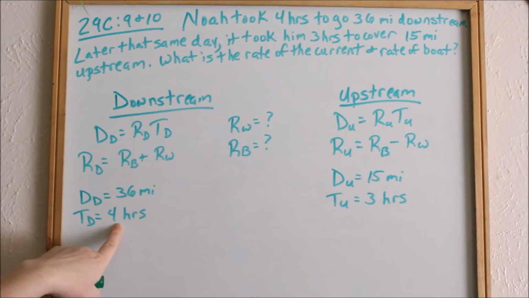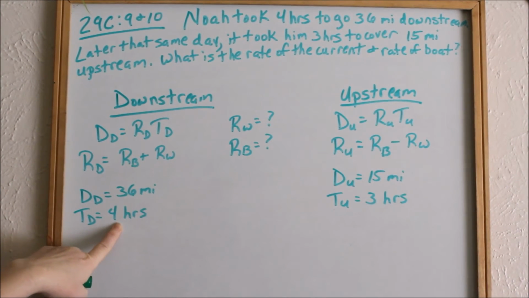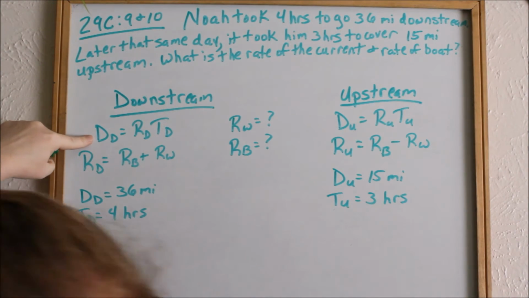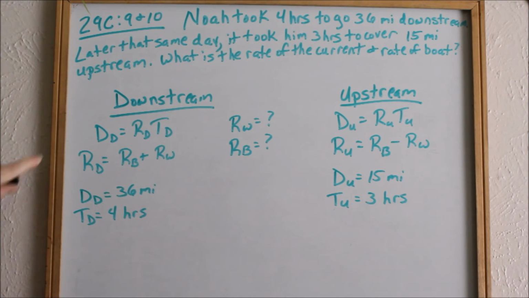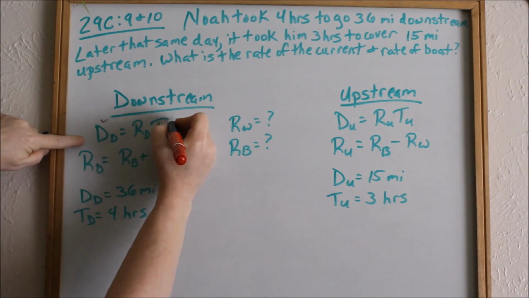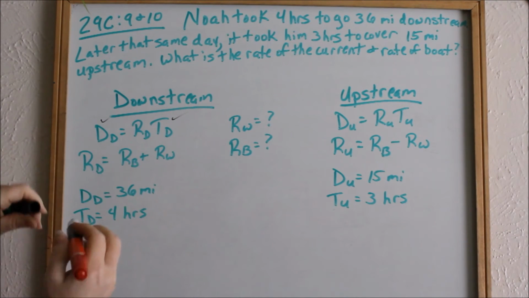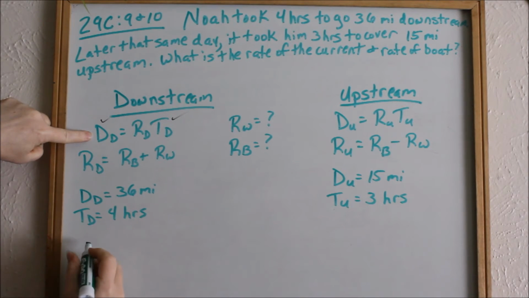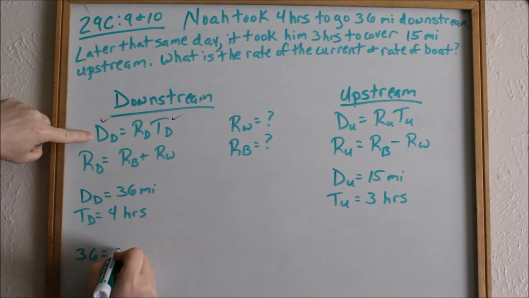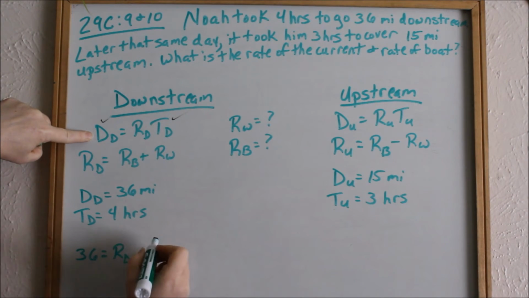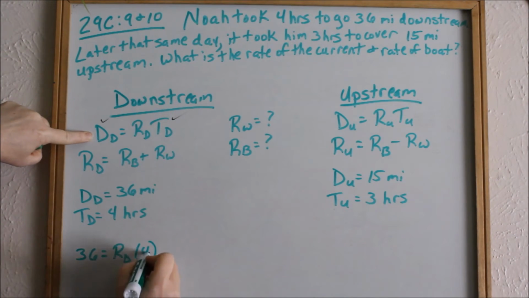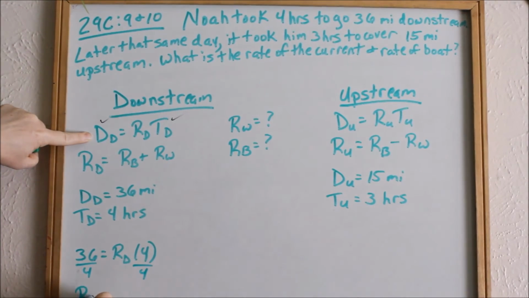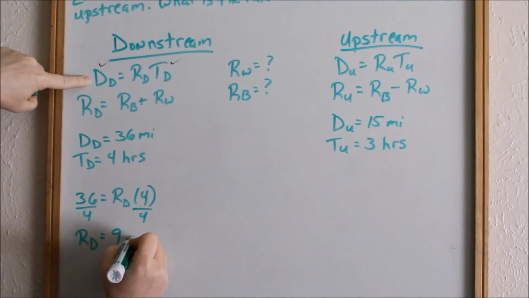We're given a distance and a time. Distance equals rate times time. Okay, so looking up here at distance equals rate times time for downstream, we were given the distance and the time, so we can actually solve for the rate downstream. Going back to here, the distance was 36 miles, I don't know the rate downstream, and the time to go downstream was 4. Divide both sides by 4, and the rate of my downstream is 9 miles an hour.